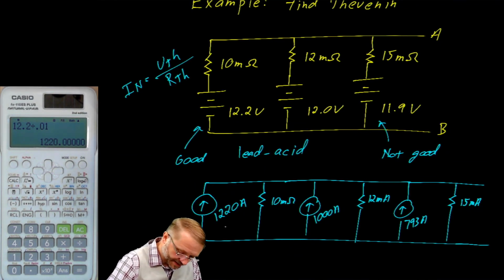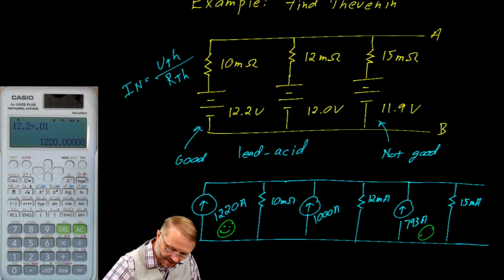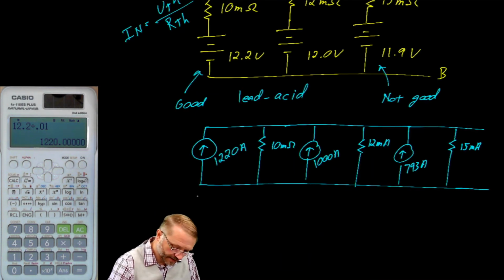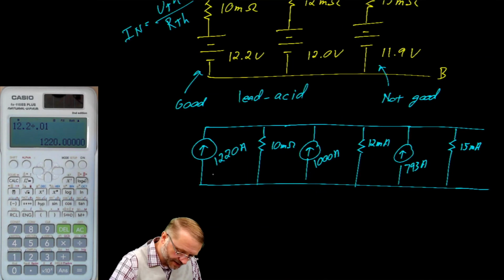You'll notice that our battery with the good charge gives us lots of current, whereas this one, not so much. You'll also notice that the resistance is considerably lower for the good charge than it is for the poorly charged battery. At this point, the problem is trivial to solve. Because all of these current sources are in parallel, we simply add them together.